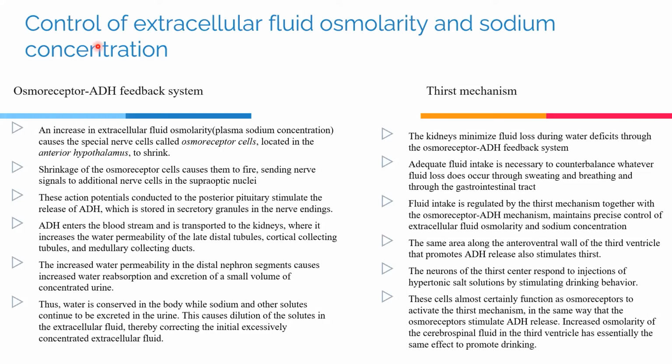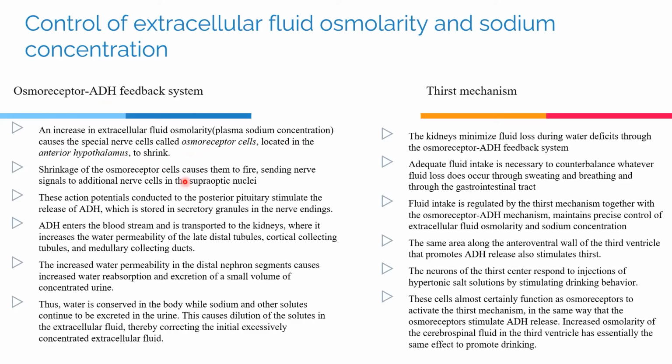Next, we move into the control of extracellular fluid osmolarity and sodium concentration, and how it is achieved via two mechanisms. The first is the osmoreceptor ADH feedback system, and the second is the thirst mechanism. An increase in the extracellular fluid osmolarity, which is more or less similar to the plasma sodium concentration, causes special nerve cells called osmoreceptor cells, located in the anterior hypothalamus part of the brain, to shrink.